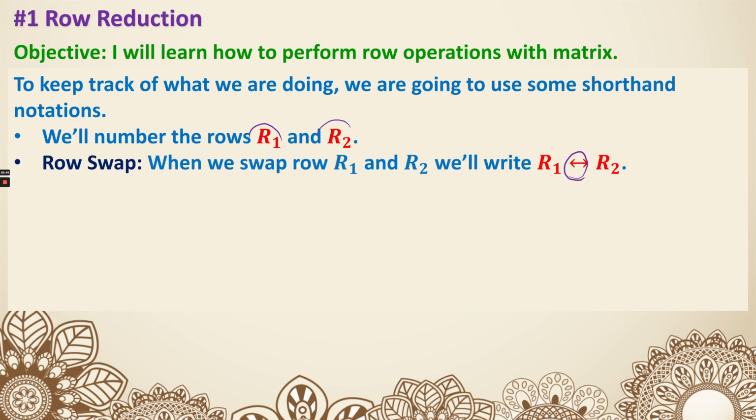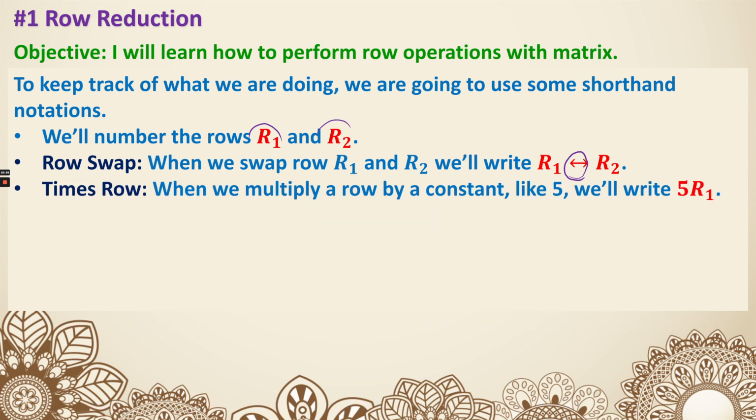That's where we're going to use a double-sided arrow to indicate R1 is becoming the new R2 and R2 is becoming the new R1. We're just switching them. Next, times row. Just like the name, you're going to multiply the row by a number. Let's say you multiply the row by a 5. Just like if you multiply an x by 5, you're going to get 5x. Same thing here. When you multiply the first row by a 5, you're going to write it as 5R1.